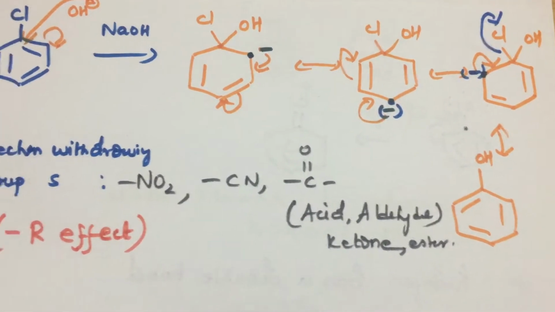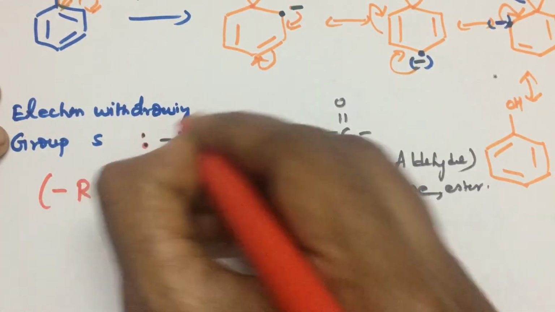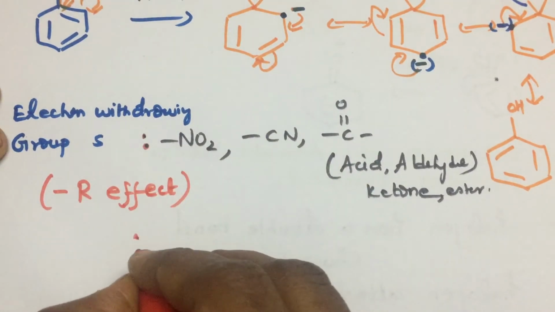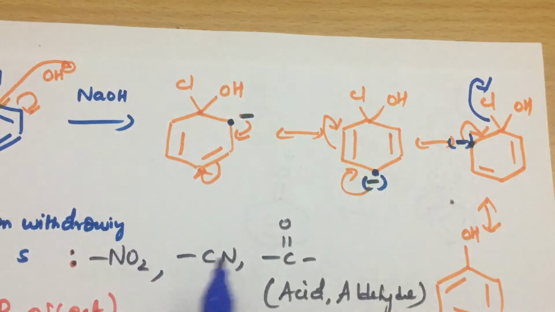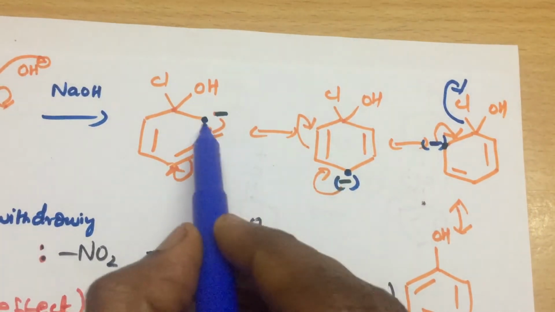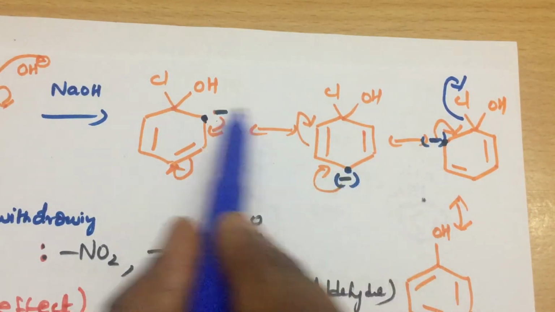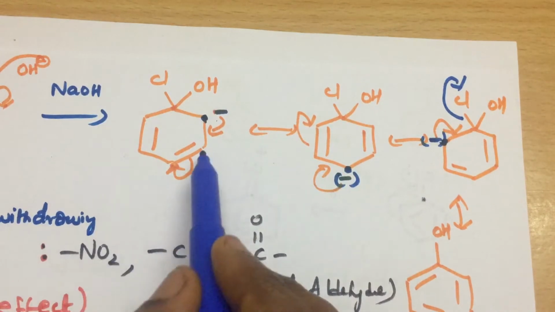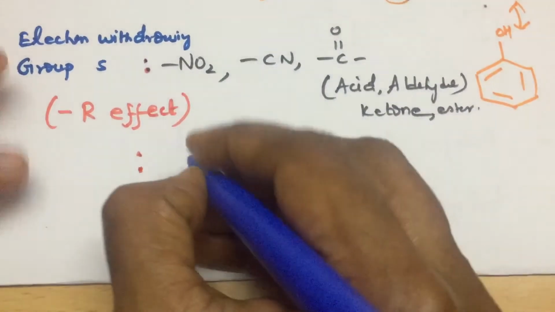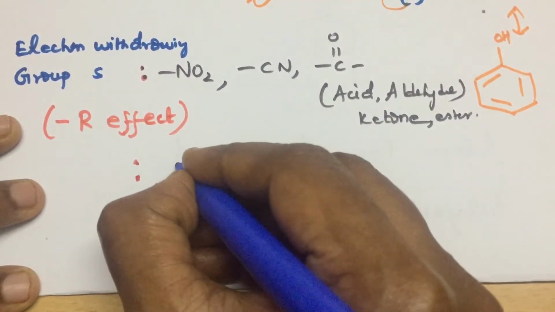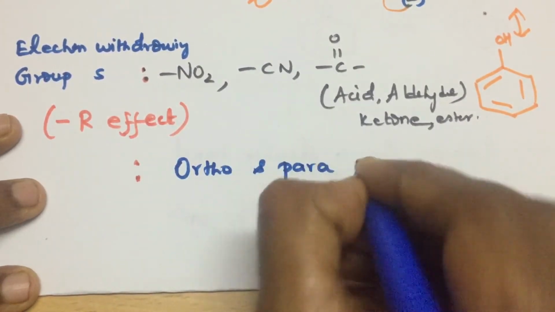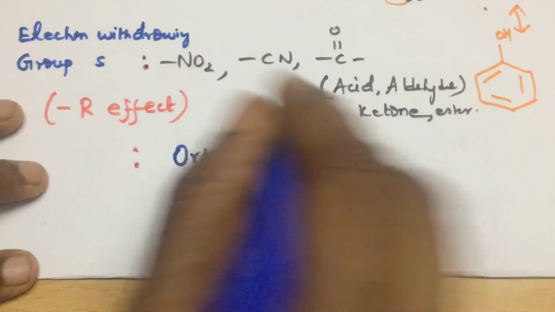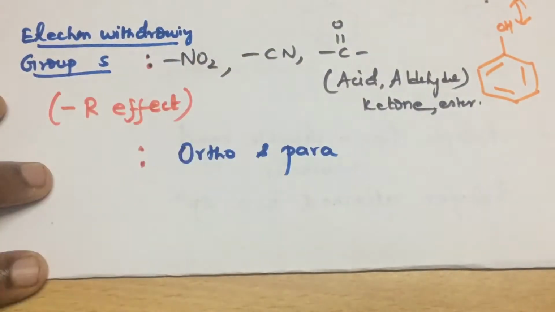In which position? So next point. This is the first point, and the second point is in which position it has to be attached. See, where is the electron density flowing? Only in the ortho and para positions. Two ortho positions and the para position, not in the meta position. So when it is ortho and para, it favors the reaction.